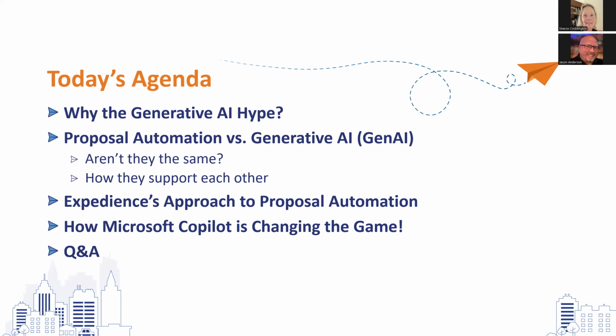Today's discussion will center on these topics. We'll talk about generative AI and why all of the hype exists today in Gen AI, specifically when it comes to automation, and proposals are a core area that's frequently used as an example for where that software fits well. We'll talk about it versus proposal automation software. Where are they the same? Are they different? How might they support each other?